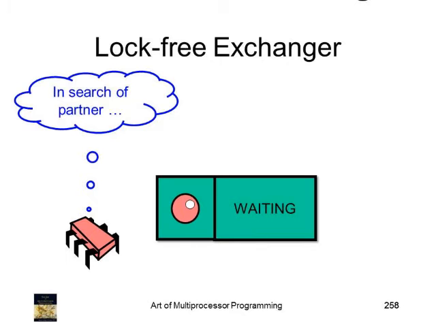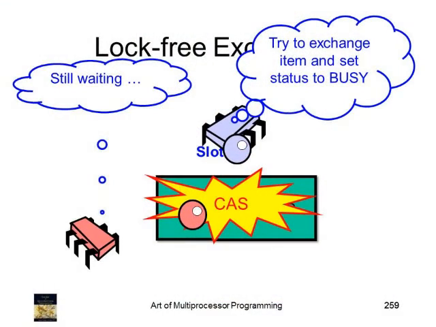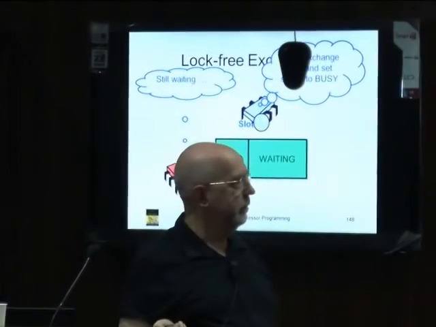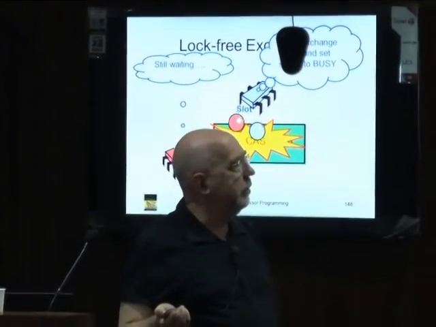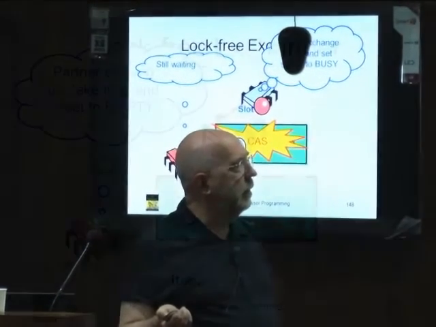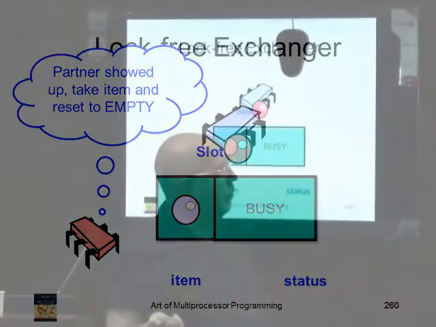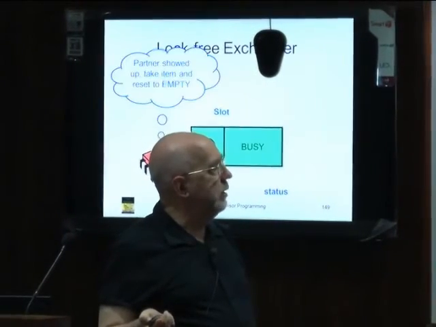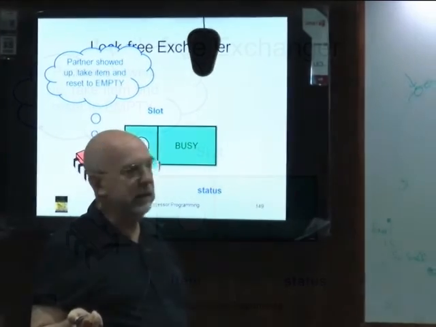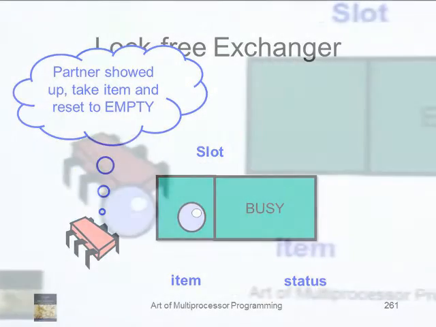So it waits for a while. And then finally, maybe another thread shows up. What that thread does is it tries to exchange the item and set the status to busy. So using a compare and swap, it has to be able to change both fields atomically. It exchanges. And now it has the red item, and the blue item is waiting. And then at some point, red notices that something is there, and so it consumes the item and sets the value to empty. So that's basically how the exchanger works.